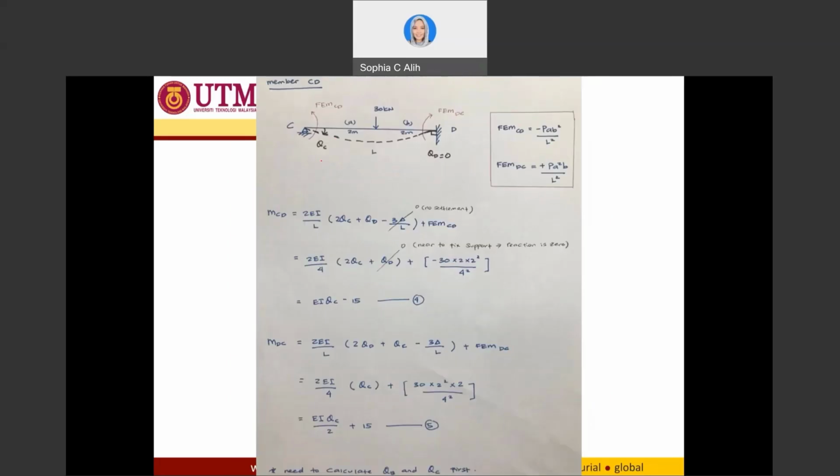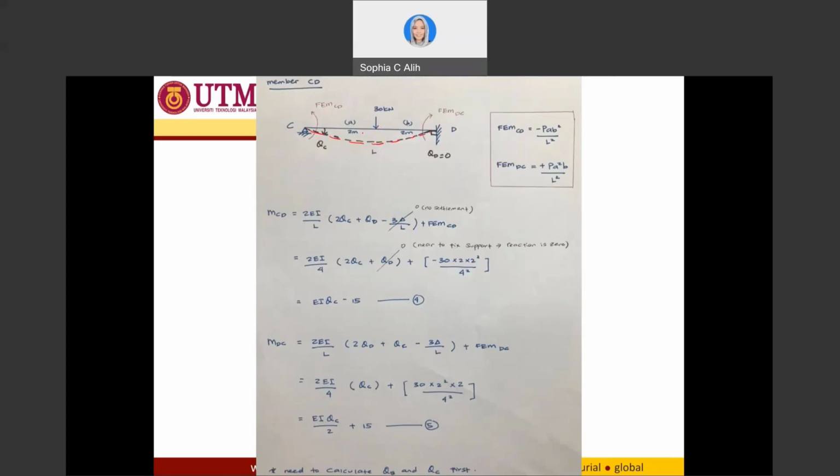So if you look into our support for member CD, I have a pin support and a fixed support over here, and I loaded it with one point load at the midspan of CD. So due to this point load at midspan pointing downward, the deflection of my beam is following this angle.